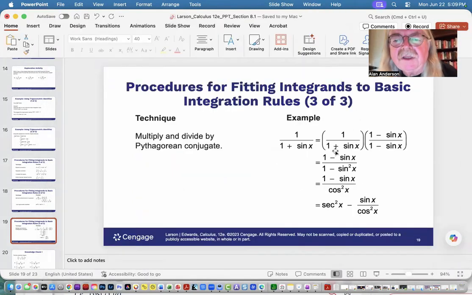So here's the example they decided to give us. 1 over 1 plus sine x, which we don't have any rules for. But if you notice, the Pythagorean conjugate of 1 plus sine x is 1 minus sine x. So we multiply the expression by that over itself, and we ended up down here. Well, they didn't take it any further, but we should be able to do something with these.